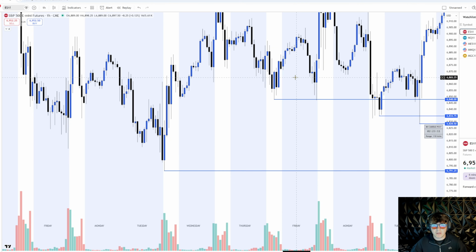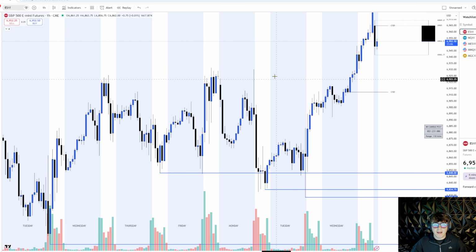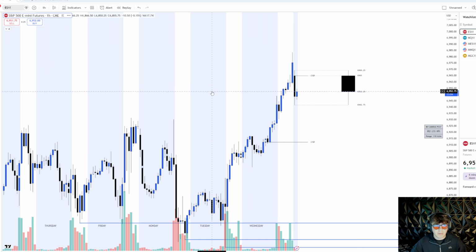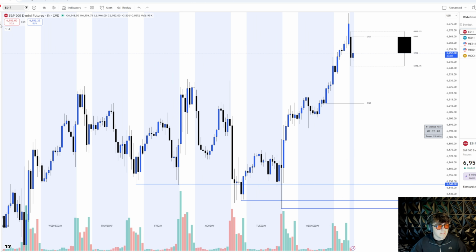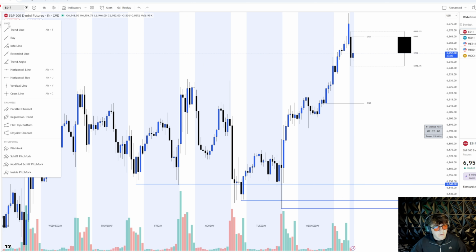So same thing, pause the video, go mark out 5 lows on the chart just for practice. Our tools are over here to the left. If you click on the arrow, you get the different lines. I use the horizontal ray to mark my highs and lows.